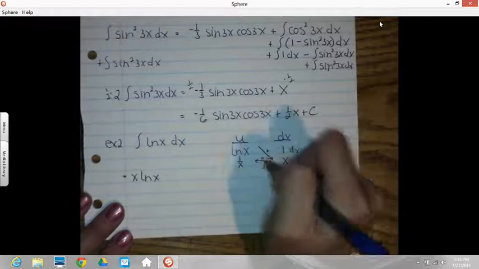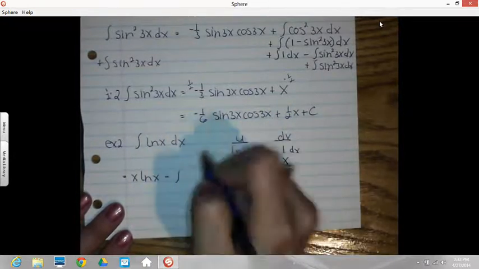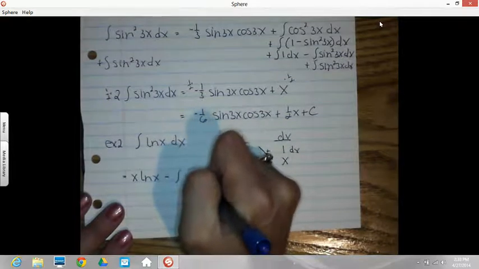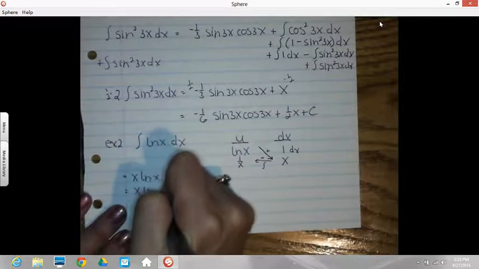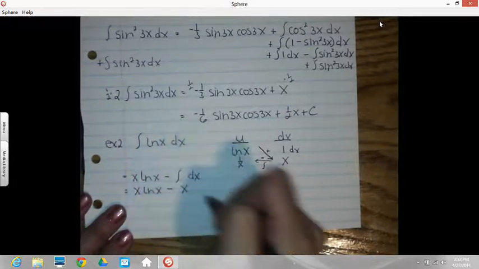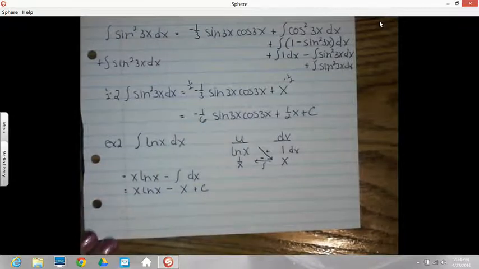So the integral of natural log of x is x times natural log of x minus the integral of, when I multiply these together, I get 1 dx. Integrating, x natural log of x, minus x, plus c. And you can add this to your blue sheet.